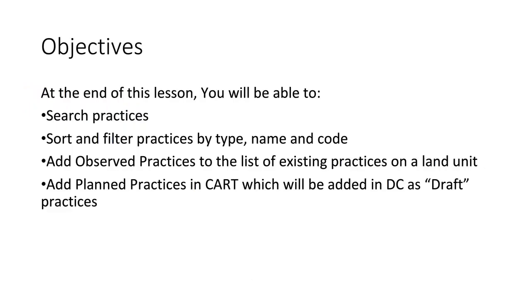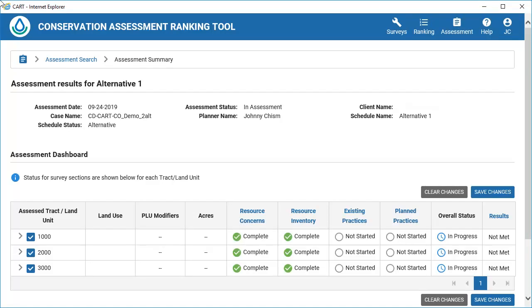The objectives for this lesson are: at the end of the lesson, you will be able to search for practices, sort and filter practices by type, name, and code, add observed practices to the list of existing practices on a land unit, and add planned practices and supporting practices in CART, which will show up as a status of draft in Conservation Desktop. First, we will add existing practices in CART.